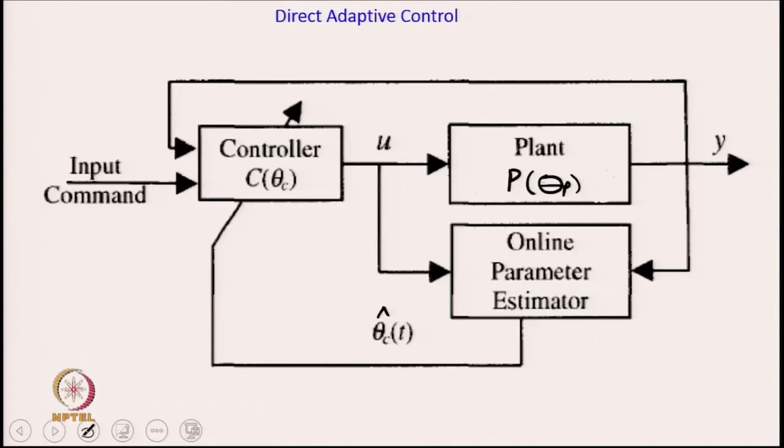Let us move on to the direct adaptive control approach. So, in this approach the idea is very similar, that an online parameter estimator has to be used, but here the online parameter estimator directly estimates the controller parameters. So, this estimator estimates the controller parameters theta c. Let us call that estimate theta c hat, and again as you can see it is a function of time. So, this estimate keeps updating as time goes on, and that is why we call this an online estimator. So, as the theta c estimate changes, the controller is updated.